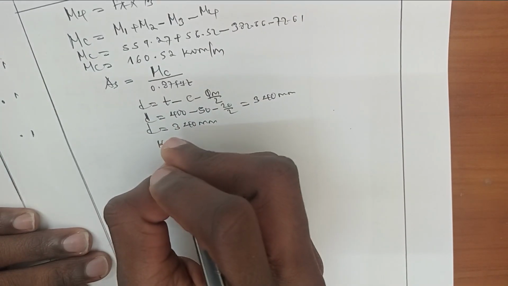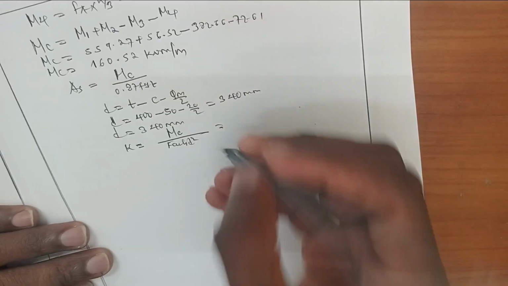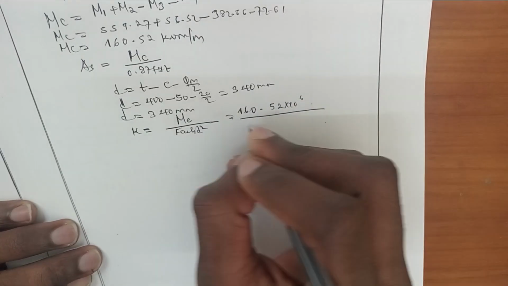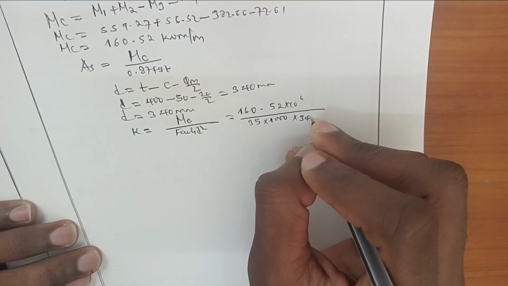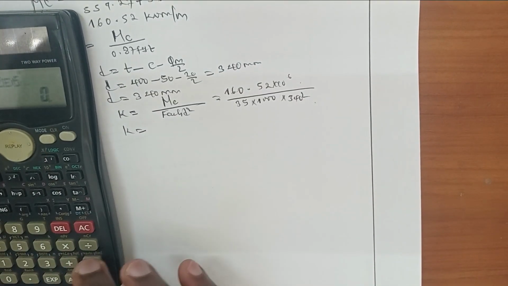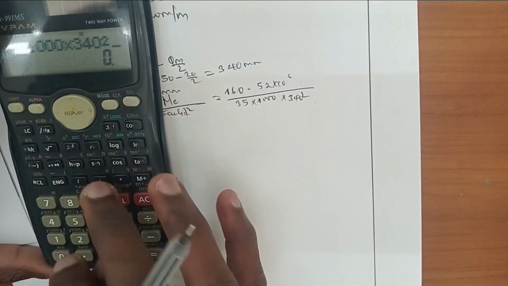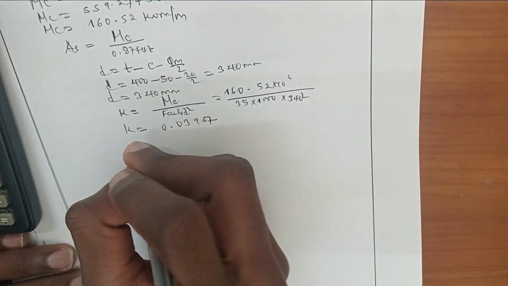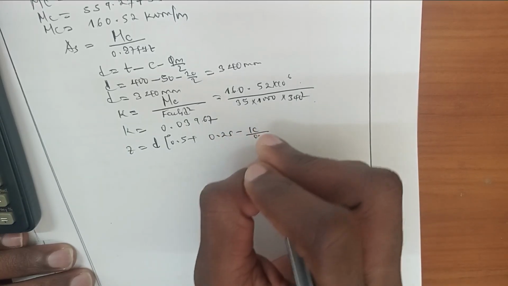Now after that, we determine the value of K. K is obtained by taking design moment at C over fcu b d squared. So it will be equal to 160.52 times 10^6 over fcu, which is 35, times breadth, which is 1000, times 340 squared. It will be equal to 0.03967.